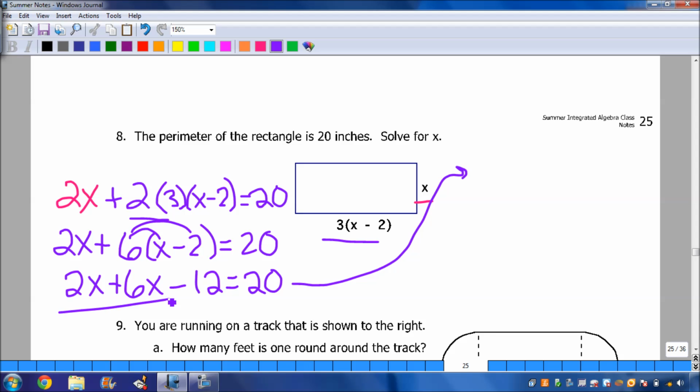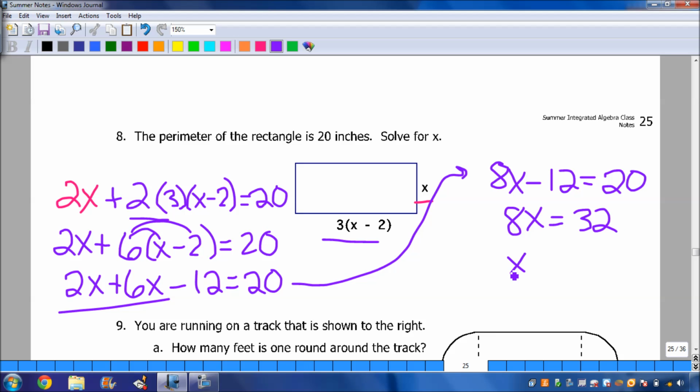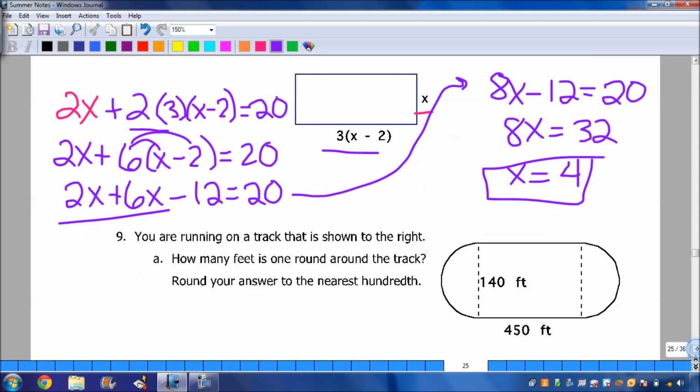Combine your like terms, you end up getting 8x minus 12 is 20. So you get 8x equals 32, which means that x is equal to 4. Okay? And then question number 9.